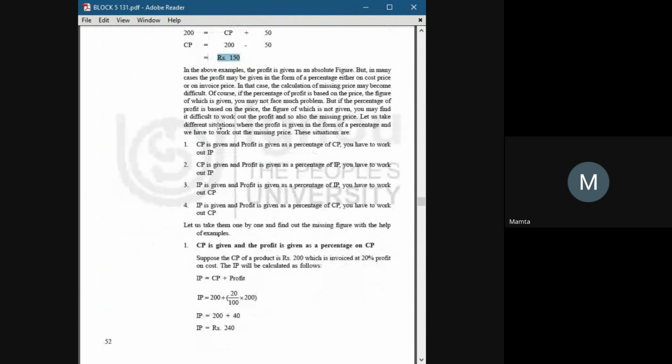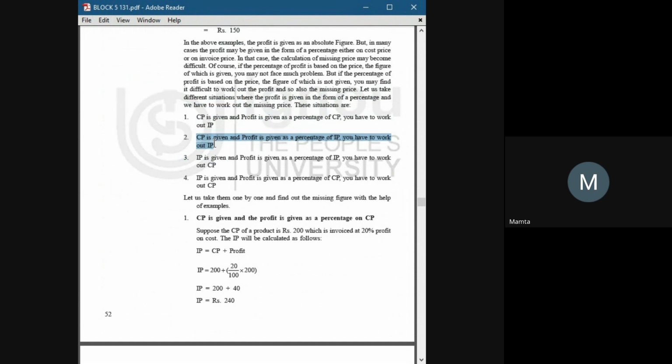So we have a different situation where the profit is given in the form of a percentage and we have to work out the missing price. Cost price is given and profit is given as a percentage of cost price; you have to work out invoice price. Second, if cost price is given and profit is given as a percentage of IP, you have to work out IP. If IP is given and profit is given as a percentage of IP, you have to work out CP.